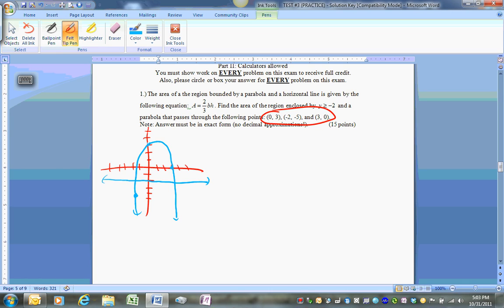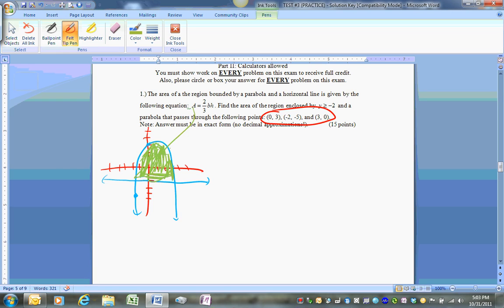So again, here are our points. And we want to find this area. I'll use a light green. Okay, I'm not the best shader, so I apologize. But that's what we want to find. We want to find that area right there.